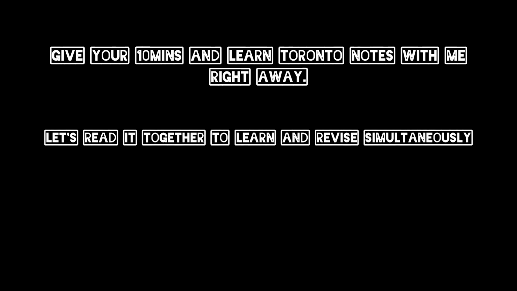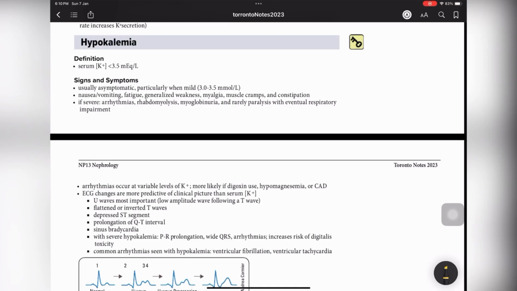Hi guys, so today we are going to cover hypokalemia from Toronto Notes. It is an important topic. So hypokalemia is potassium levels of less than 3.5 milliequivalents per liter.